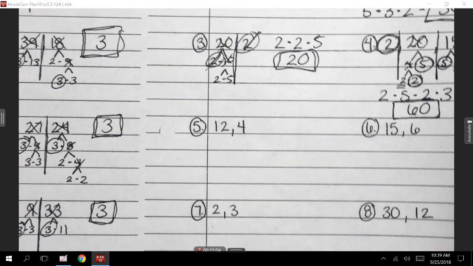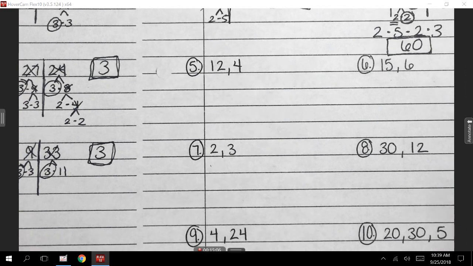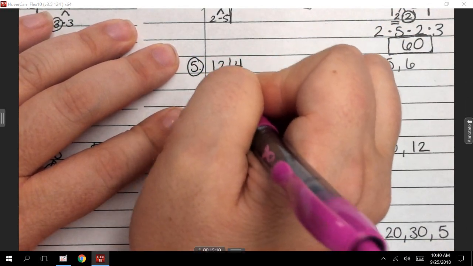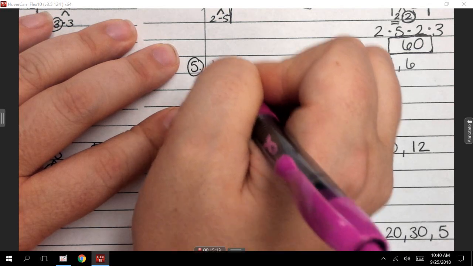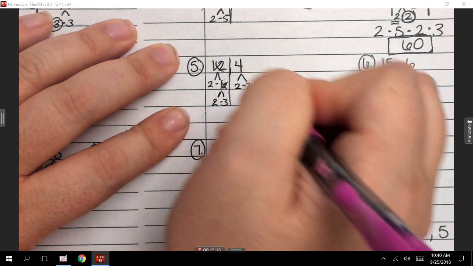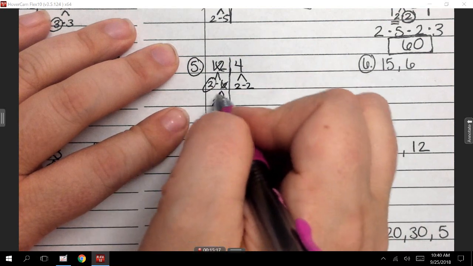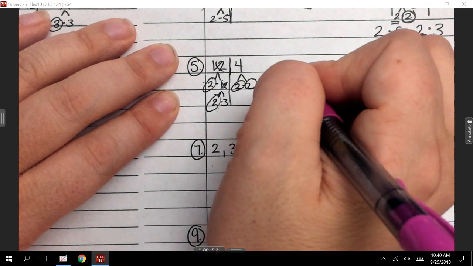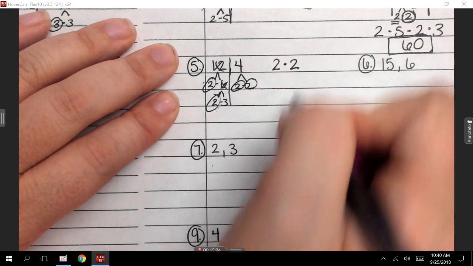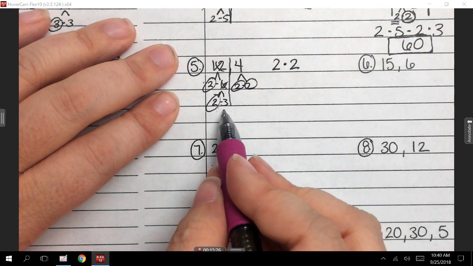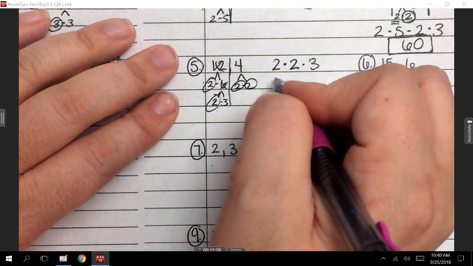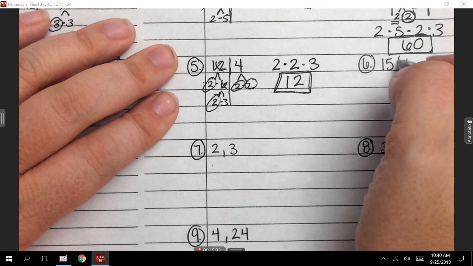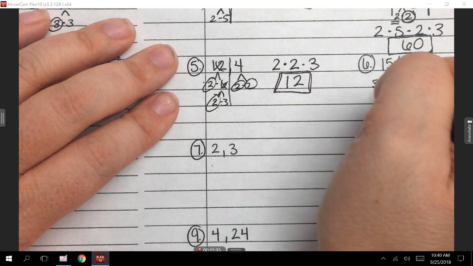All right, number 5. Let's look at 5 and 6 real quick. We're kind of breezing through these. Number 5, we split into 2 times 6. 6 splits into 2 times 3. 4 splits into 2 times 2. What do they have in common? Both sides have 2 2's, right? So I'm going to put the 2 2's that both sides have. And what's left over? Times 3. So that's going to give me 12. All right, 15 will split into 3 times 5.